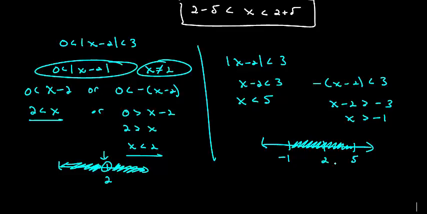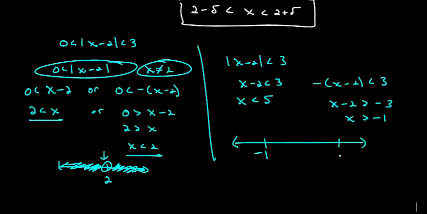Here's 2. So let me just sketch that out a little bit better here for you. So here's negative 1. Here's 5, also 2. It can't be equal to 2. It's got to be greater than negative 1, but less than 5. So x is in here, not including these endpoints, right, because of this.